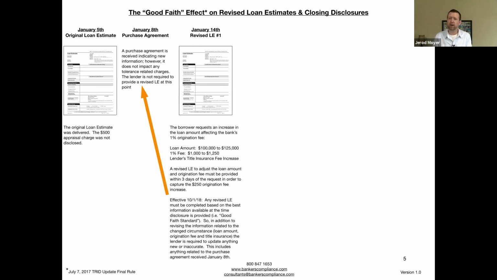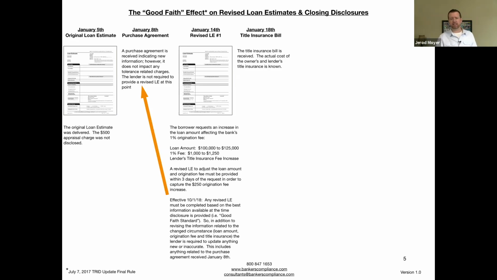But we also have to update anything in that purchase agreement that came in January 8th and add that to our January 14th loan estimate as well. And you'll see that's what those paragraphs are walking you through on this form when you download it. And again, you'll want to go back and read that.